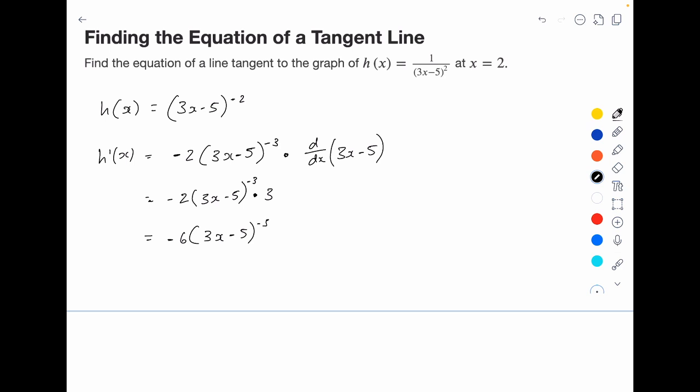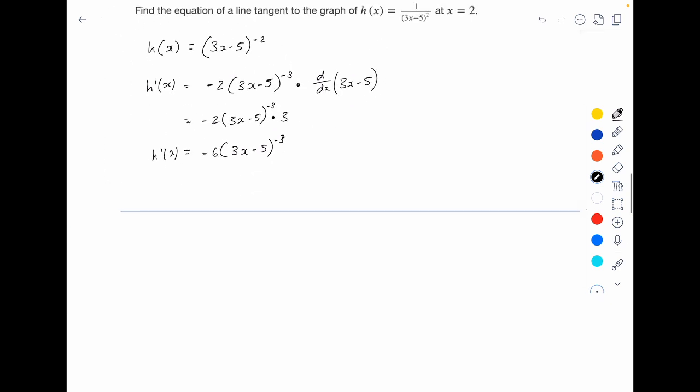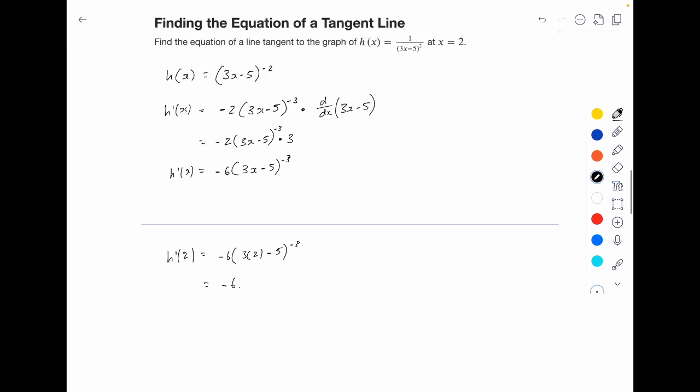So what we've got there is our derivative, okay, h dash of x, but at x equals 2, what do we get? Well, this is going to give us minus 6. Okay. So, the gradient is going to equal minus 6.